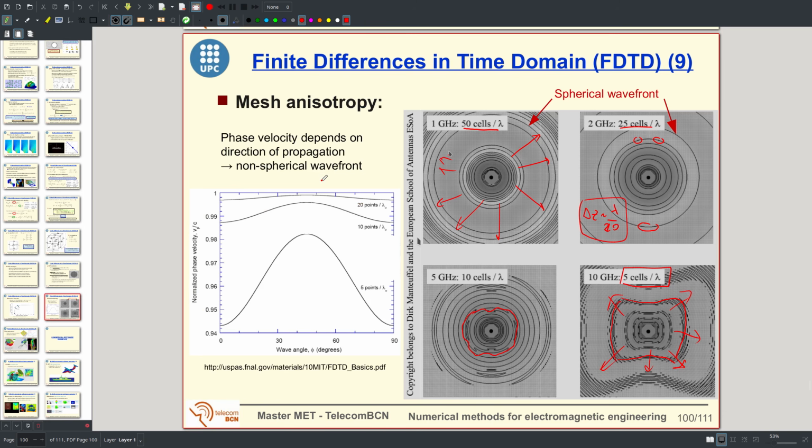Okay? Here there is another example in which I show you the normalized phase velocity or group velocity compared to c for different sampling rates, and we see that for 20 points per lambda, it is almost equal to 1, which is the conclusion that we got. So sampling lambda over 20 is very often the best choice.